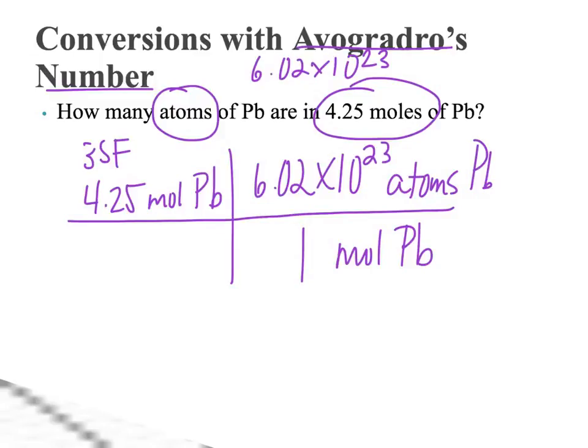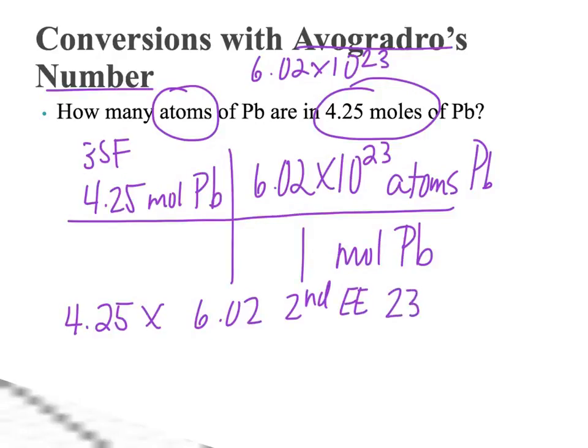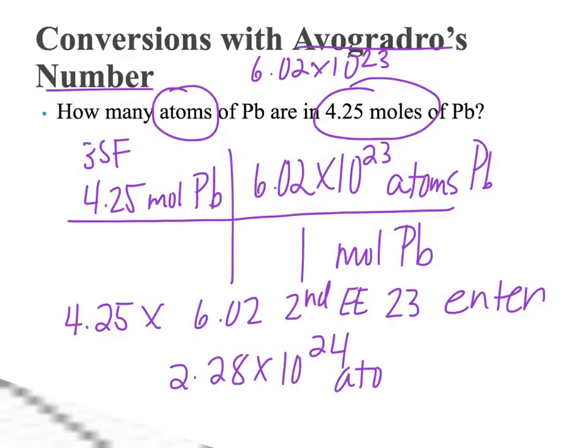So what I want to do is write this down exactly how I would type it, because sometimes we forget how to type in the times 10. On your calculator, it should look like this: 4.25 times 6.02, second, EE button, 23. And then you would hit enter. Okay, and when you do that, you should get that the answer is 2.28 times 10 to the 24th atoms of lead.